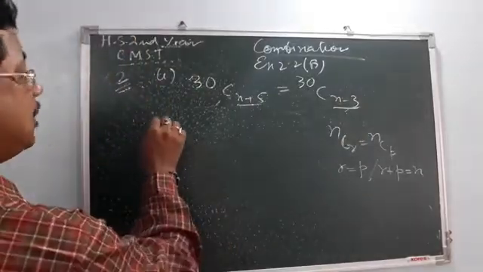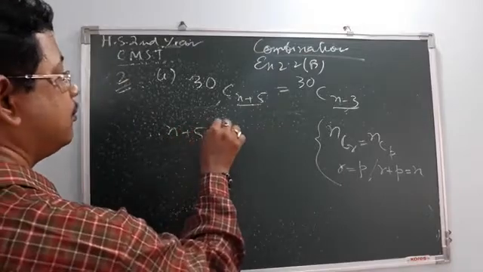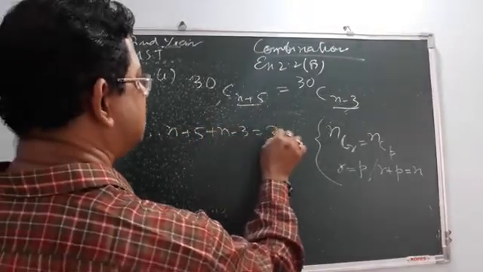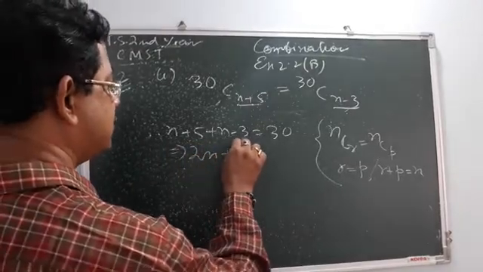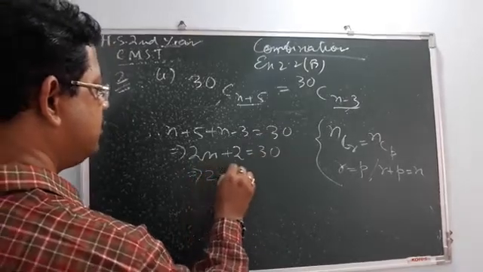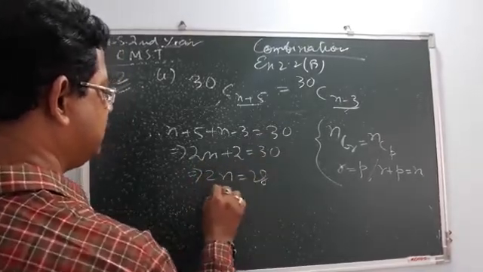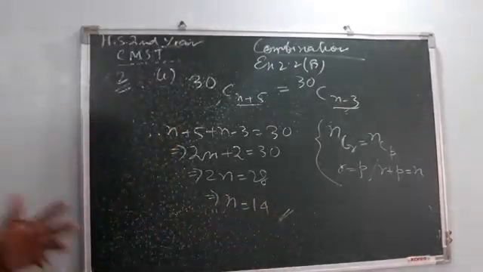So what will that be? Using that formula, n plus 5 plus n minus 3 is equal to 30. So we get 2n plus 2 is equal to 30. So 2n is equal to 28. So n is 14. So you can use this formula. It will be easier for you.